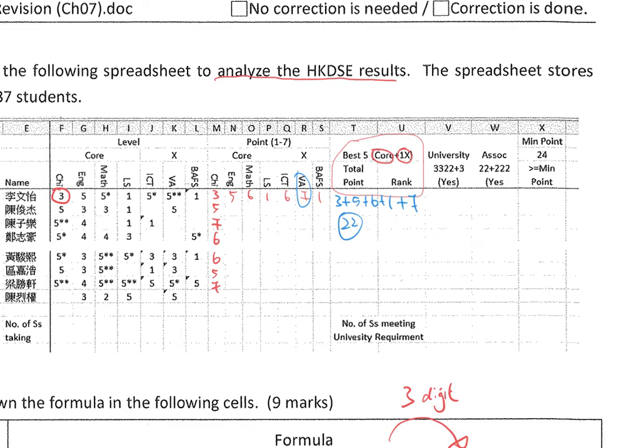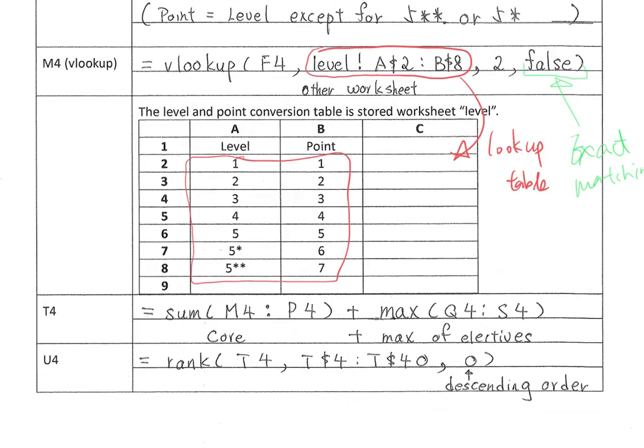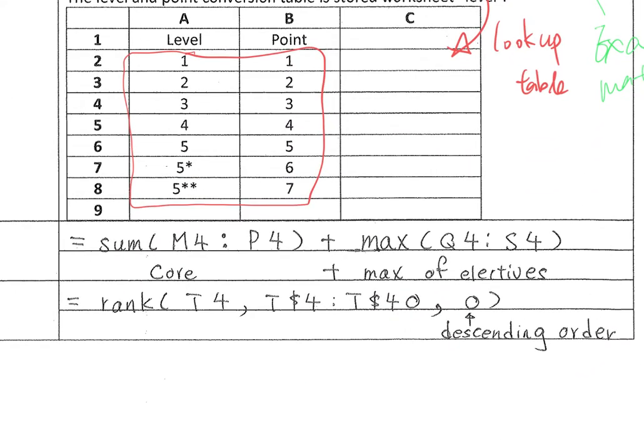For the first 4 values it is easy because you just take M4, N4, O4, and P4. But for the X subjects, you should choose the highest one, which means we will use the function MAX. So first of all, we use SUM to add the core subjects, M4, N4, O4, and P4. Then we choose the highest mark in the 3 X subjects, Q4 to S4. We find the highest one, and then we can get this result.